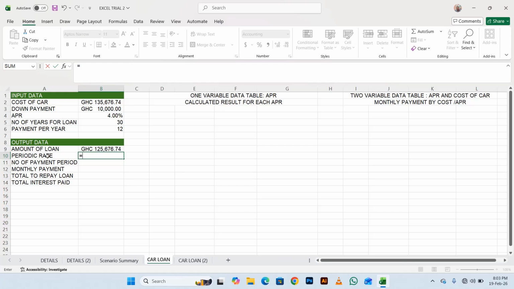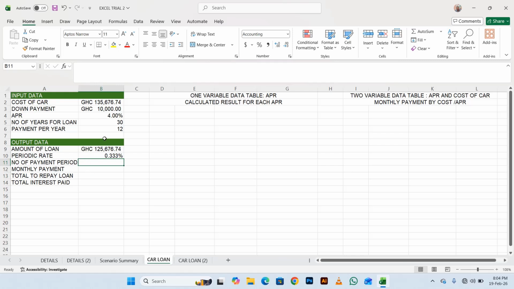So here, the periodic rate is 4%, and we are multiplying it by the rate per year, and this is what we are going to get. And this one should be in percentage. Did I key the right thing? Yes, it should be in percentage. So this is it. In case you want to reduce or increase the decimals, this is where you go. Now you go for the number of payment period.